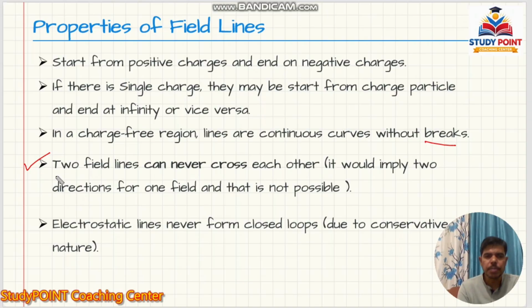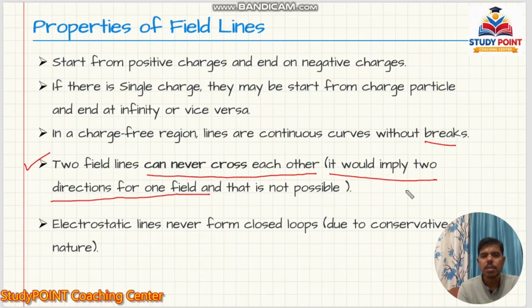ये पूछा भी जाता है, इससे रिलेटेड क्वेश्चंस आपसे पूछे जाते हैं. Why two field lines can never cross each other? Two field lines एक दूसरे को क्रॉस क्यों नहीं कर सकते, है ना? तो if they cross, it would imply two directions of one field. तो इससे क्या होगा, एक ही पॉइंट के ऊपर एक ही फील्ड की दो डायरेक्शंस हो जाएंगे, एंड दैट इज नॉट पॉसिबल. Hence two field lines can never cross. Okay.